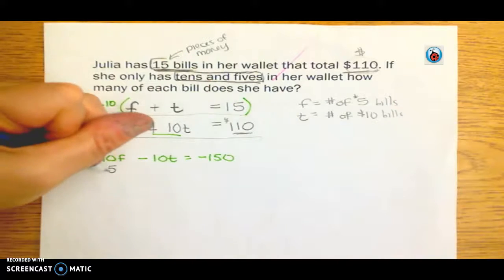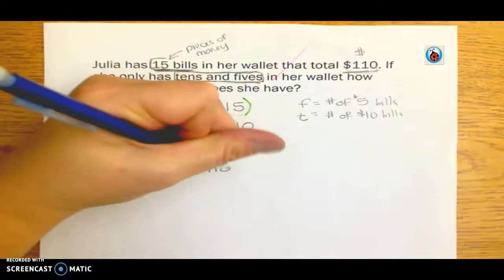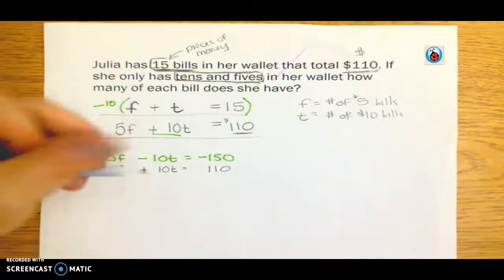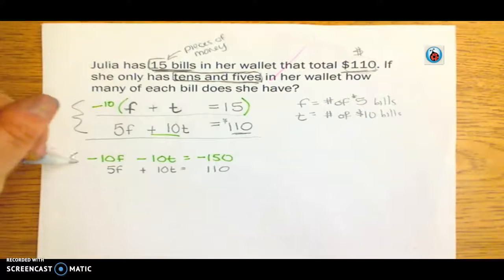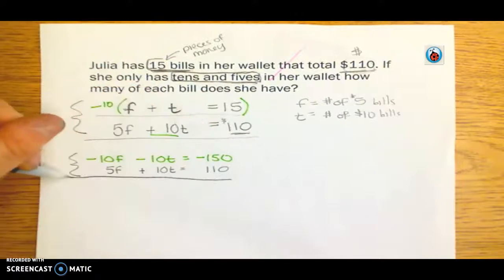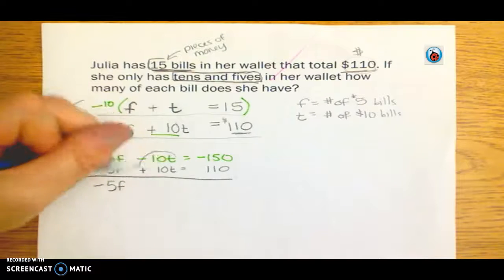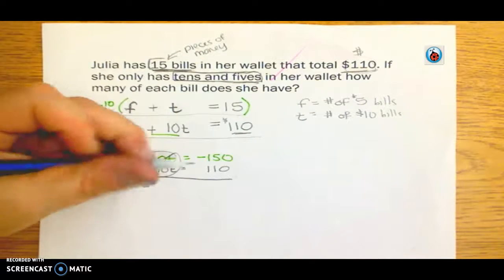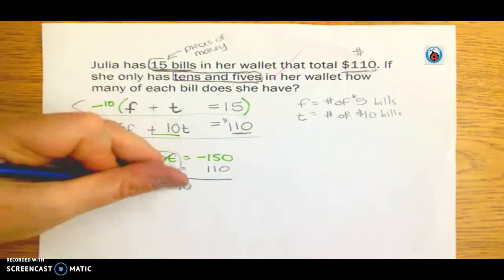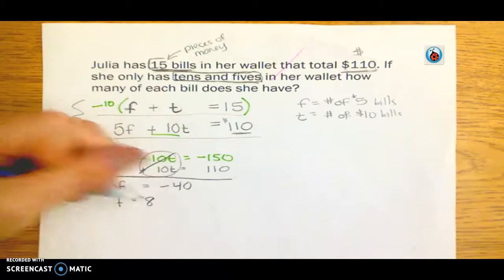All right, so that's 5F. Nothing happens to the other equation. I only needed to send in one of my hired goons. And so there's my system. This is my new system. I might want to mark that off so you don't get everything mixed up. Going to add them together. I get negative 5F. Those guys cancel out. Equals negative 40. F equals 8.